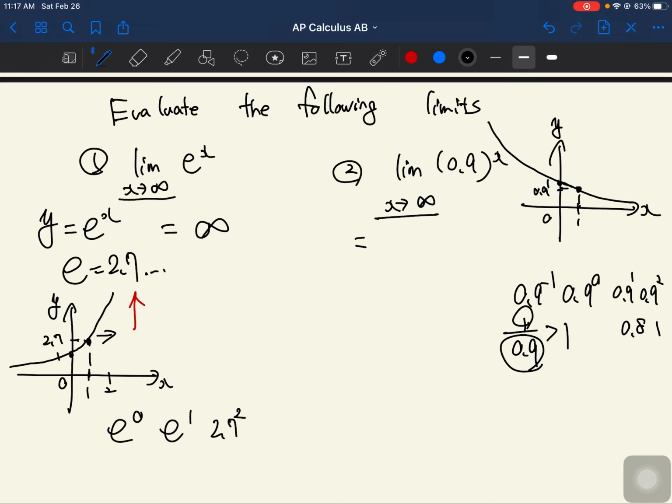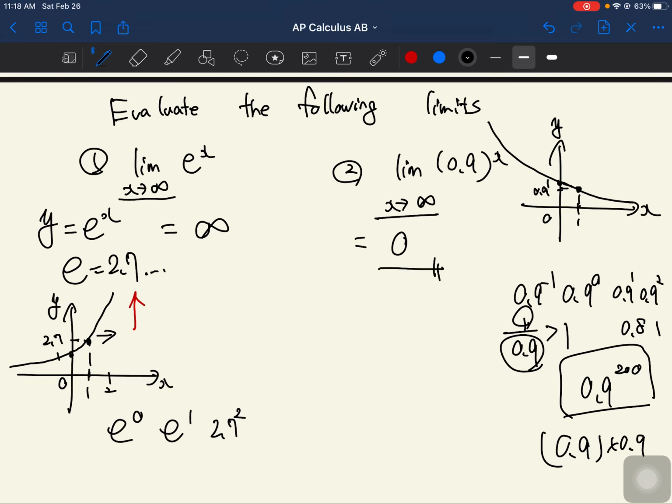So the answer is, as x approaches infinity, the value is getting close to 0. It doesn't go to negative. You know why? Because even though x is, for example, 200, there's no way for it to become negative, because it's 0.9 times something. Positive times positive is always positive. If there's a negative, it can get negative, but otherwise it cannot be negative. So the answer is like this.